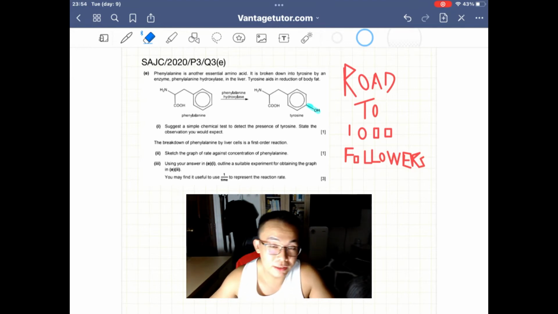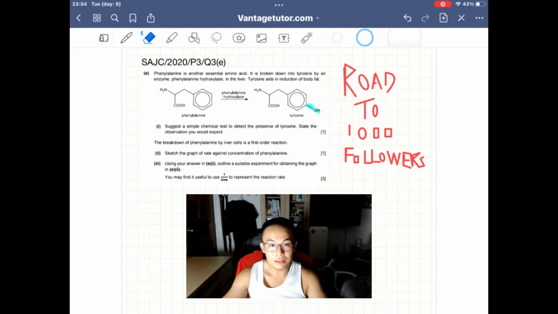So just a reminder, this is a question from St Andrews Junior College, 2020 paper 3, question 3E. Now I've already done the first part, which is your distinguishing test between your phenylalanine and your tyrosine. So we're now going to do part 2, which I promise, okay, is actually your reaction kinetics. Okay, so let's have a closer look at this question.